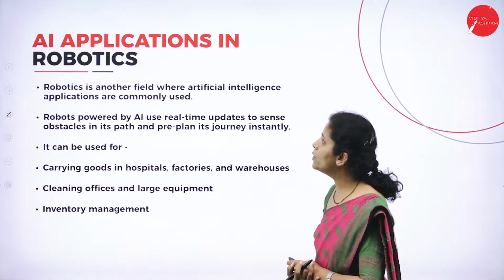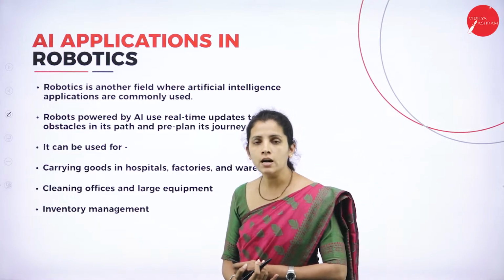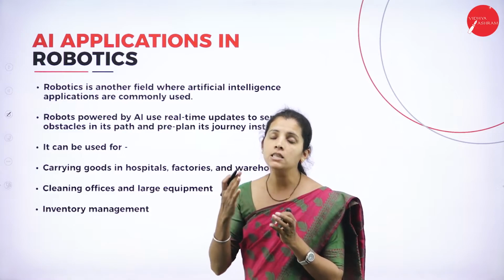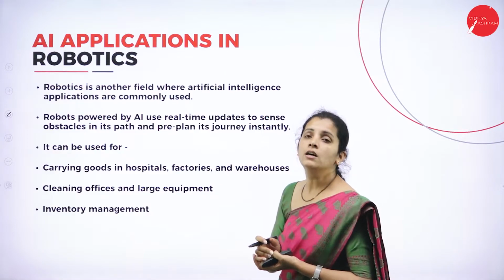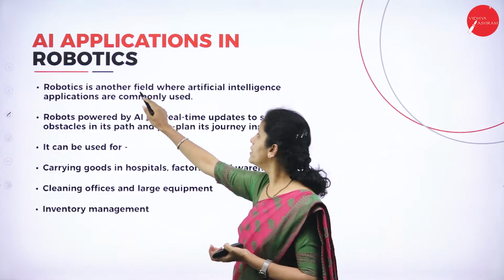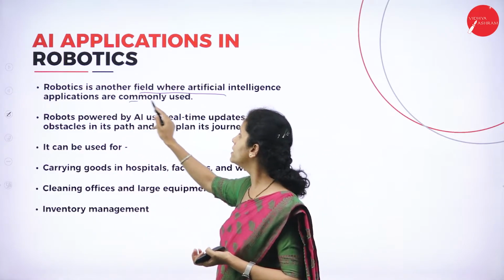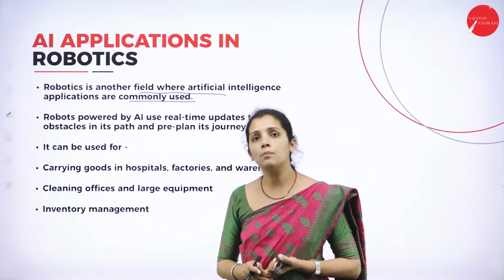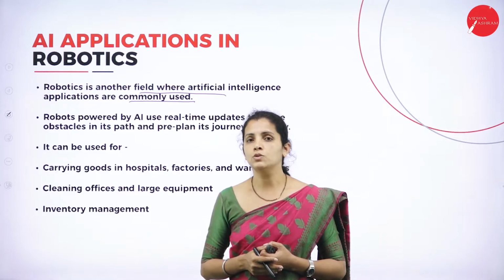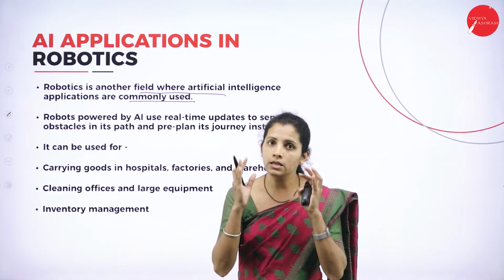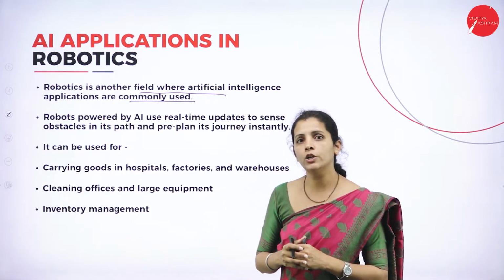Moving further, I'm going to talk about AI applications in robotics. So here robotics is another area of artificial intelligence. Robotics is another field where artificial intelligence applications are commonly used. That means the most commonly used AI area is robotics. So here we are going to design a robot which is going to mimic and act like a human being.